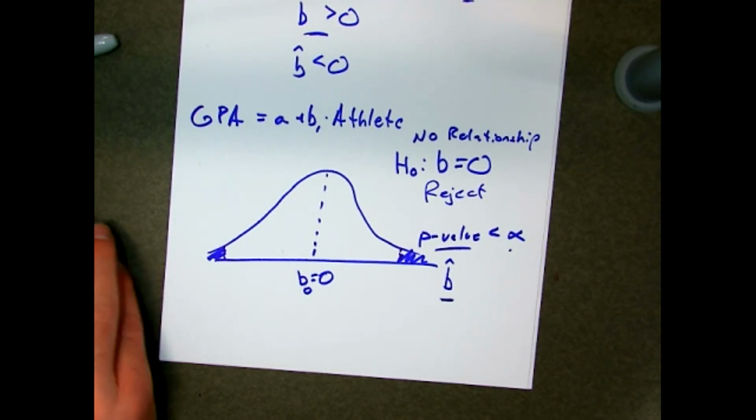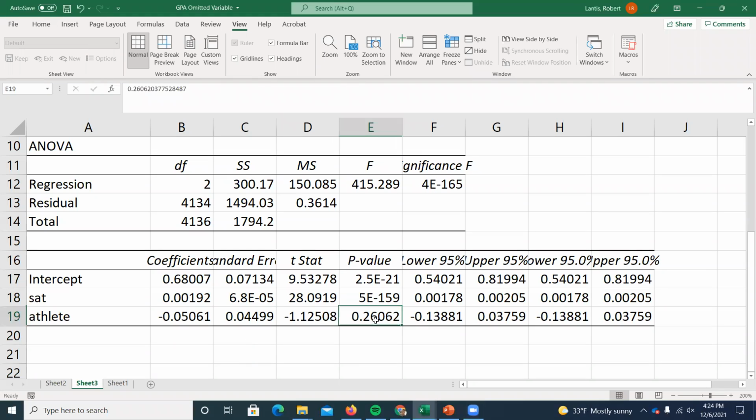So we're going to look at our output. And here, if we look at the p-value for being a student athlete, can I reject that null hypothesis at any of my conventional levels? Well, 90, 95, 99% confidence levels, we had alphas of 0.1, 0.05, 0.01. My p-value is not less than any of them.